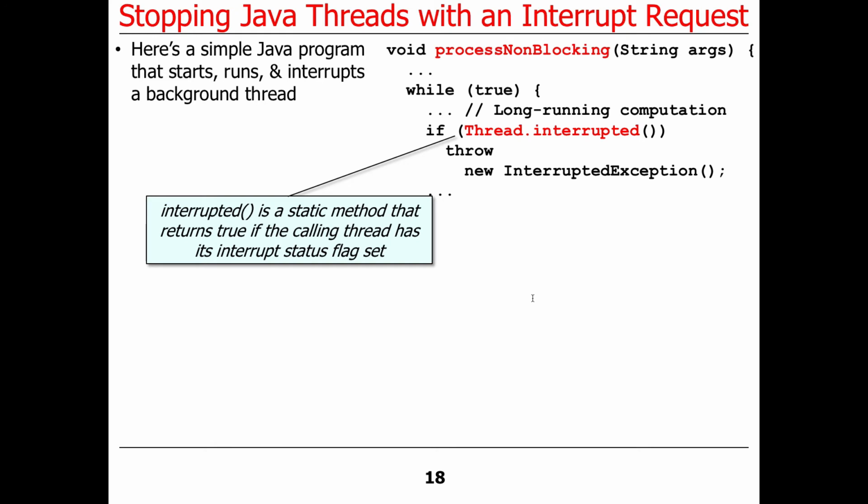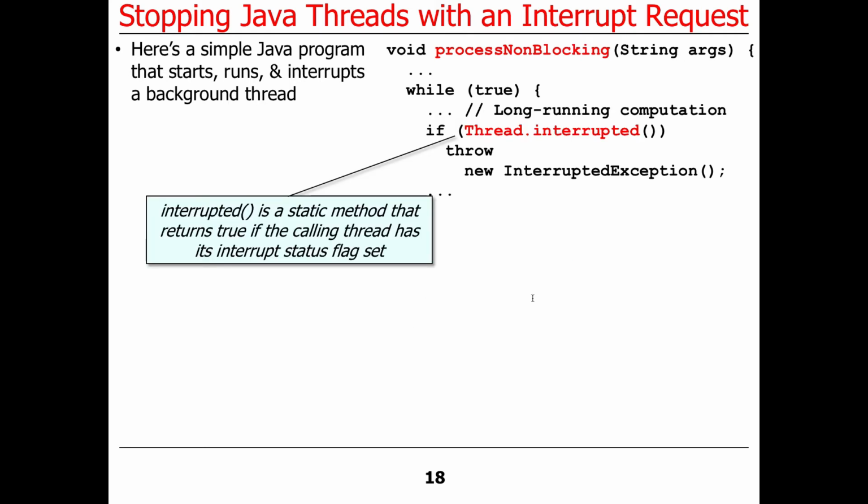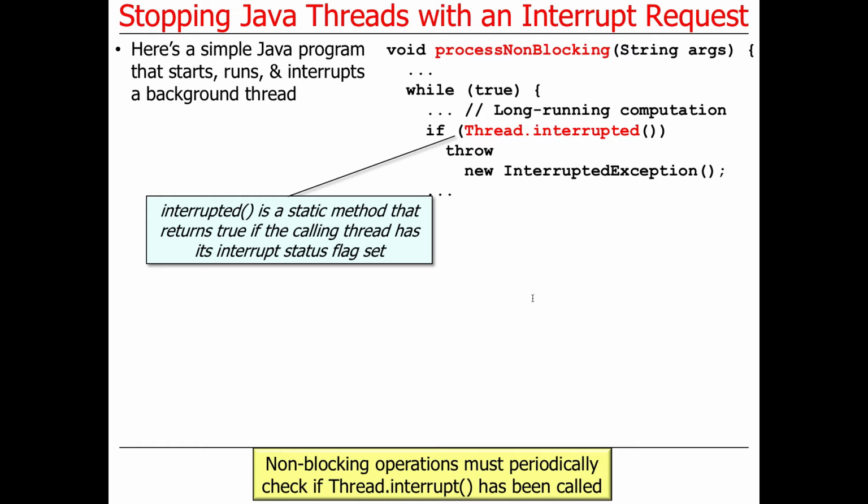Here's the non-blocking version. Remember, with non-blocking, we're not calling methods like sleep or wait or join or blocking I/O calls on interruptible channels. We're just doing something that's compute-bound. And so as a result, we need to program our compute-bound code to periodically check to see if, in fact, we've been interrupted. And if we have been interrupted, then we're going to do something. In this case, we're going to throw the interrupted exception. So you've got to explicitly make that check.